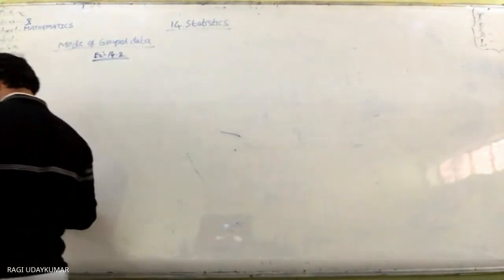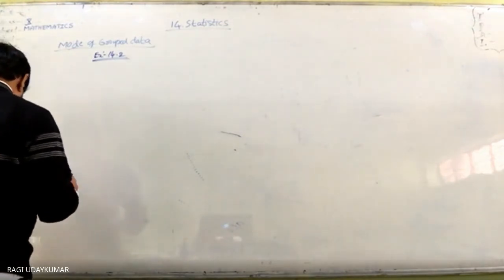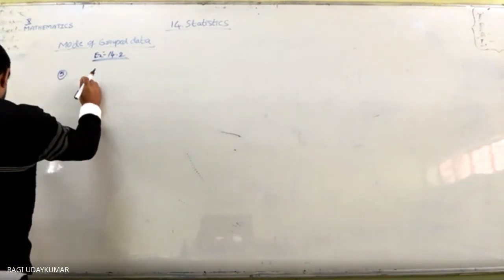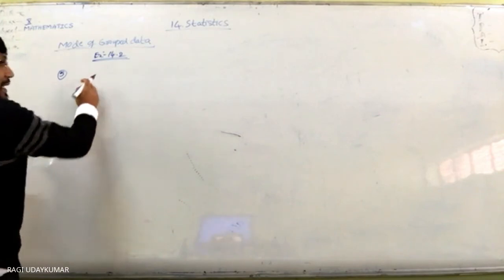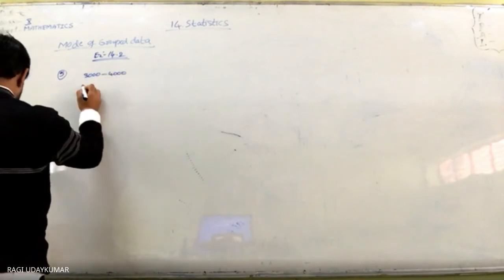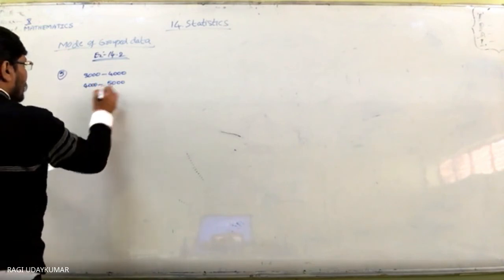Six problems are given to you. Okay, fifth problem, see here. What is the question given to you? The given distribution shows the number of runs scored by some top batsmen of the world in one day international cricket. Here the question is given: 3000 to 4000, and like this up to 11,000, and 4,000 to 5,000, 5,000.